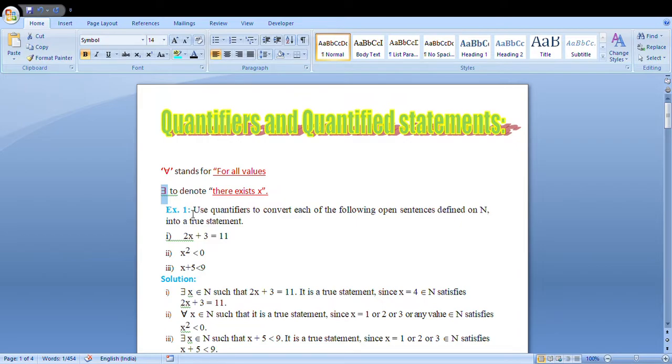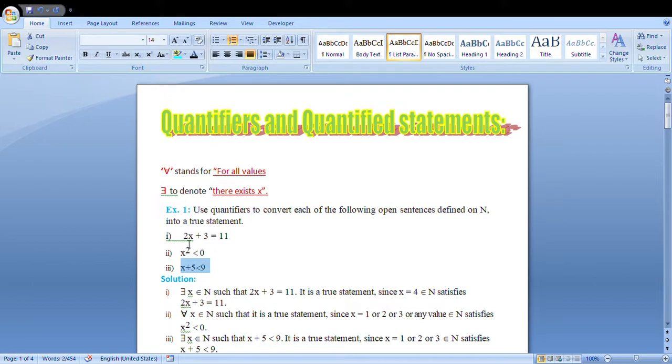So let us consider some exercise. Use quantifiers to convert each of the following open statements defined on N into a true statement. It means we have to use either the for all symbol or the there exists symbol so that the given statement should be true.